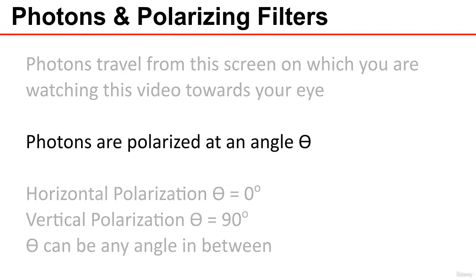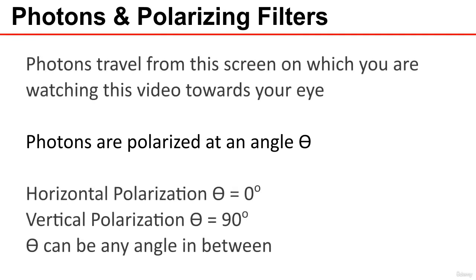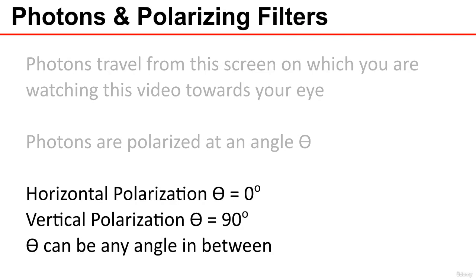These photons have a quantum property called polarization. This property is an angle, the angle of polarization. Photons are polarized at an angle theta. When polarization angle theta is 0, we call it horizontal polarization. When polarization angle theta is 90 degrees, we call it vertical polarization. Theta can also be some angle other than 0 or 90.